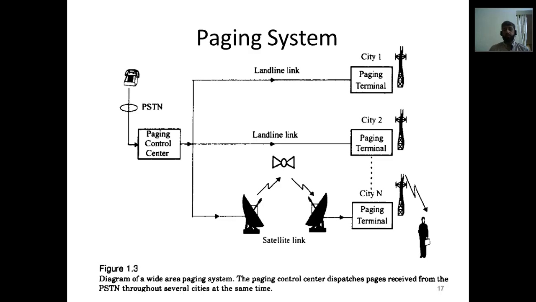This diagram illustrates the working of a paging system. We have a paging control center which controls the paging information, and eventually it provides that information to all the paging terminals which are available. You can think of those paging terminals at the base stations as being at different locations. These paging terminals then transmit the information to all the subscribers in that particular region.